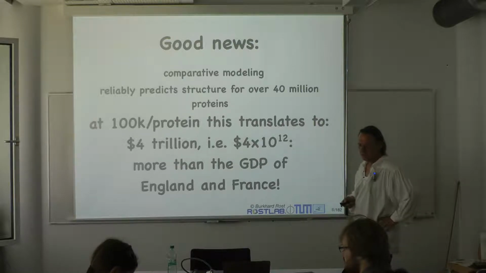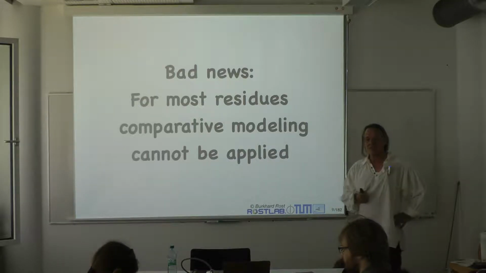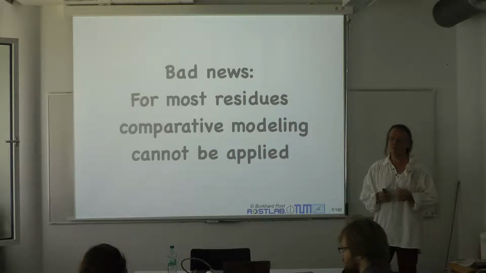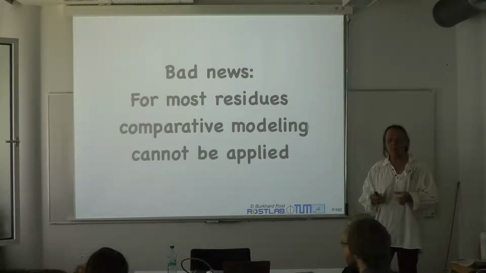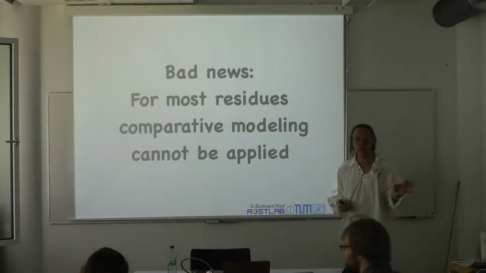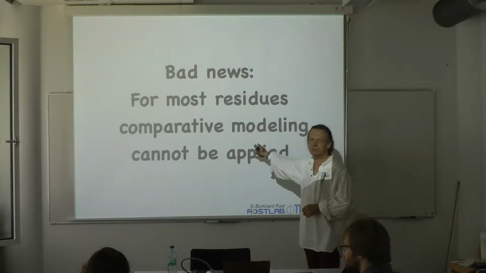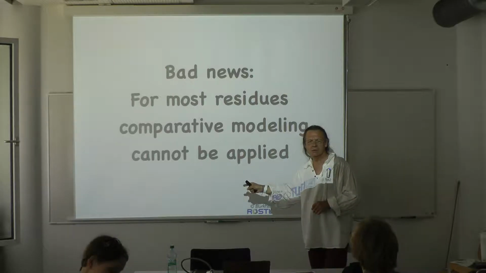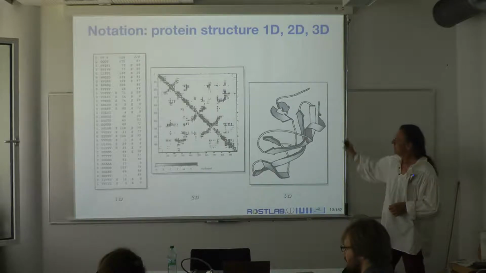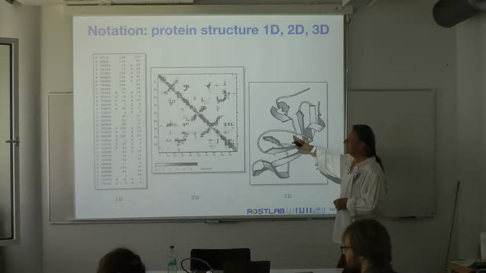That's the good news. The bad news is most of these 40 million models, that roughly is one model in every other protein, most of those do not span the entire protein. Most of those span relatively short fragments in these proteins. In fact, for most residues, we cannot apply comparative modeling. That's the downside. Comparative modeling gets 3D structures.